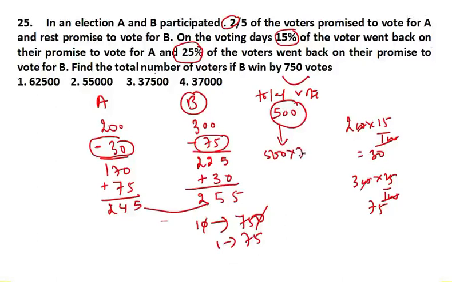500 into 75. It will be how much? Tell me. It will be 37,500. So this is going to be your answer, means option third. I hope this point is clear. Okay.